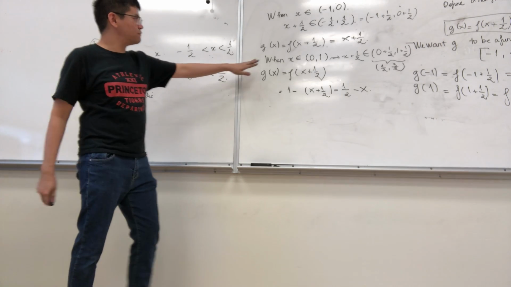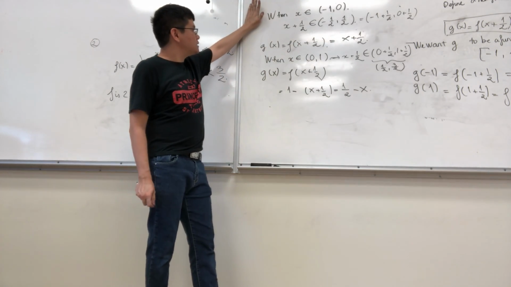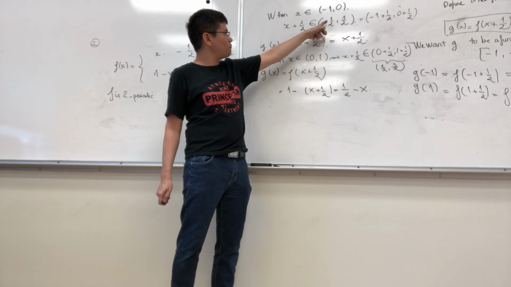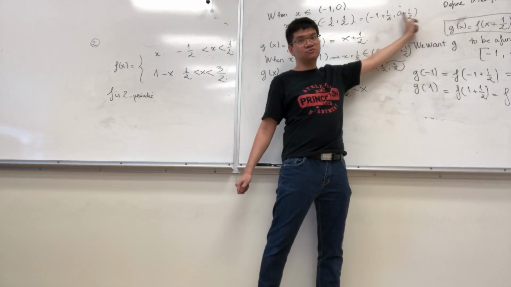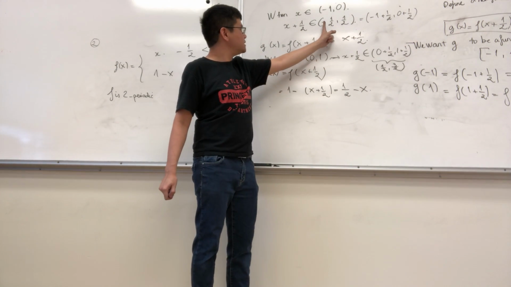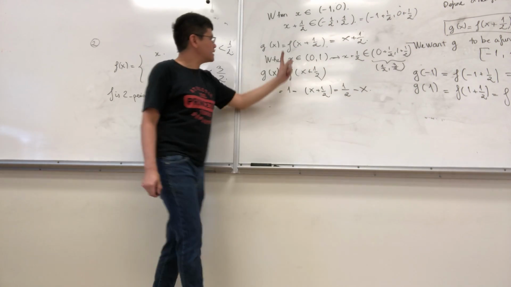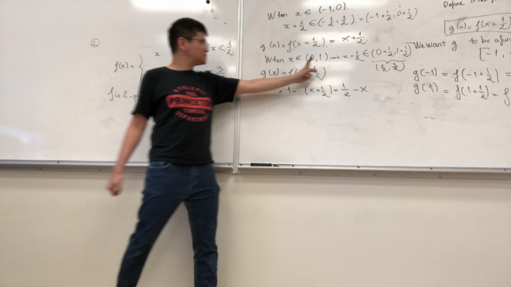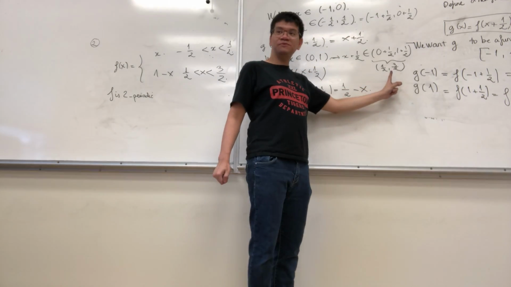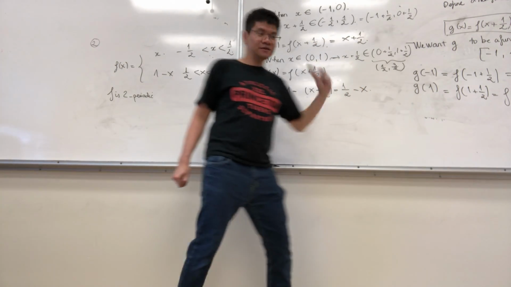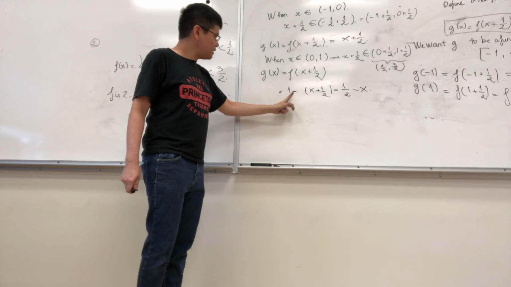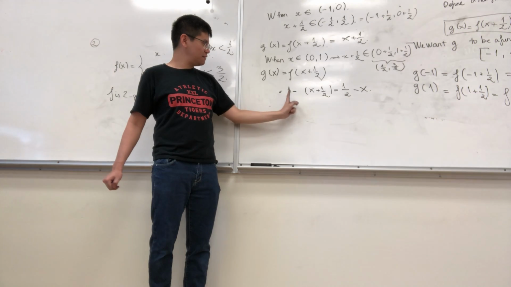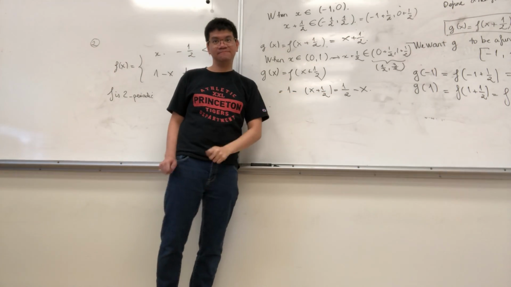Now let us try to find the general form of g. If x is from -1 to 0, x plus 1/2 is going to be from, so I have to add 1/2 to the two boundaries, which gives me -1/2 to 1/2. In this case, g is going to be x plus 1/2. When x is from 0 to 1, x plus 1/2 is going to be from 1/2 to 3/2, so g(x) will be 1 minus x, but x is replaced by x plus 1/2, so I have 1 minus (x plus 1/2), and this is 1/2 minus x.